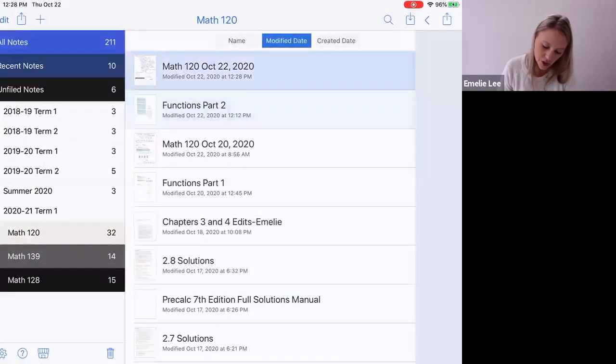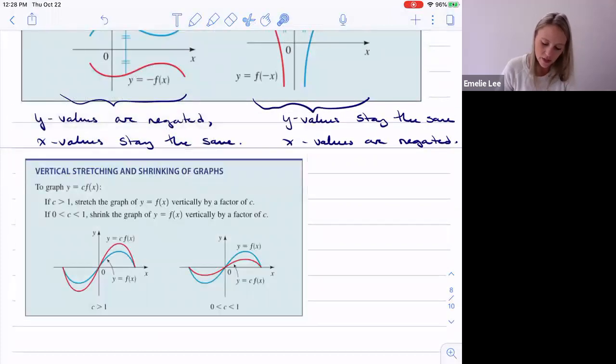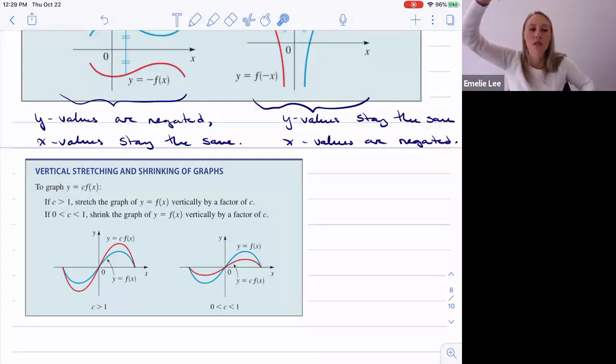So the vertical stretching, so if it's vertical, right, remember vertical things are manipulations on f of x, right? So if you're multiplying f of x by some value c, it depends on if c is greater than 1. So if c is greater than 1, then you stretch this thing out. So it amplifies it, so it makes it taller. Whereas if c is between 0 and 1, then you're going to shrink it down, right? So if c is 0.5, a half, then of course it would become shorter than it already was.